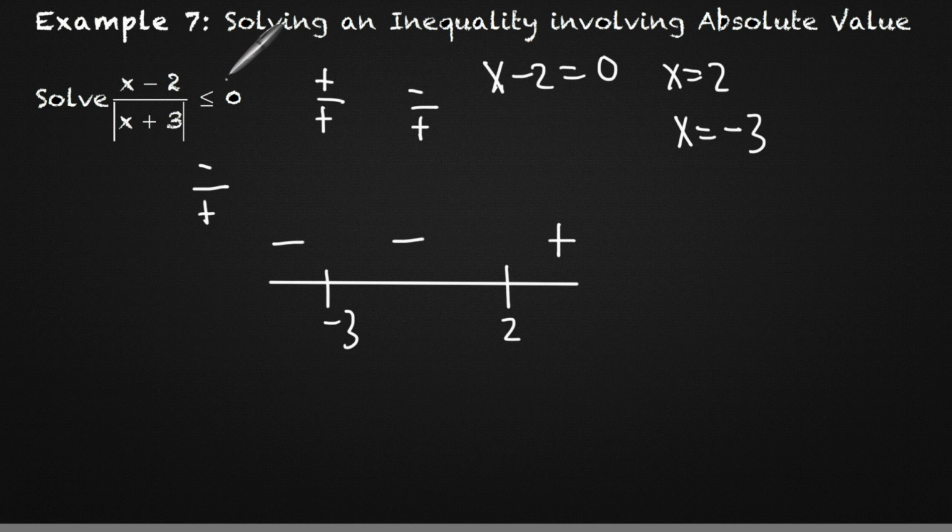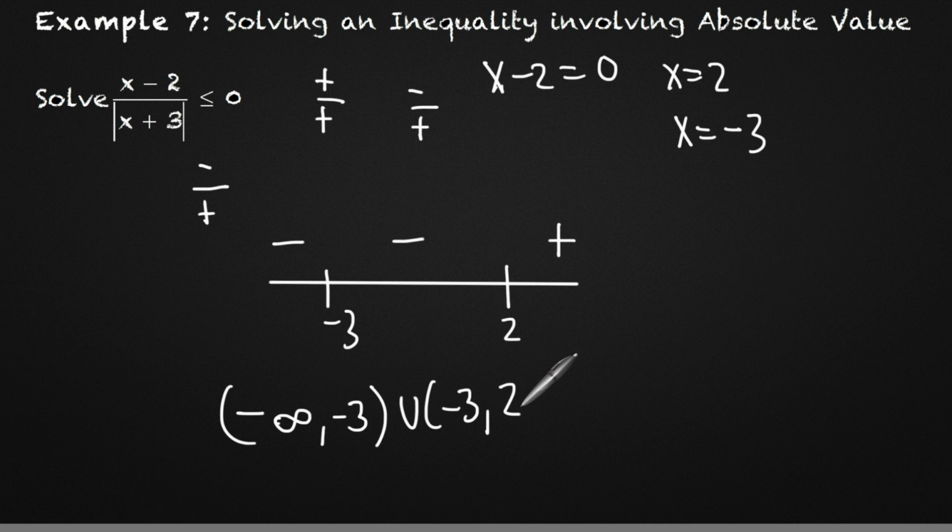So where is this function less than or equal to 0? Well, it's going to be from negative infinity to negative 3. Now we don't put a bracket on negative 3 because negative 3 does not make the function equal to 0. It makes it undefined. So we need a parenthesis. And then in union with negative 3 to 2. And then at 2, we're going to put a bracket because at 2, 2 minus 2 is 0 over 5. That makes it 0. So that is the answer.